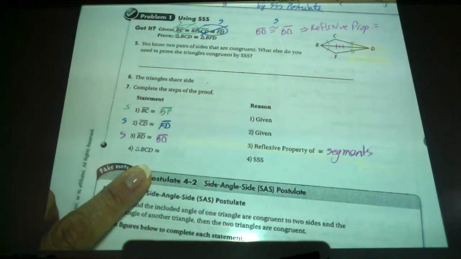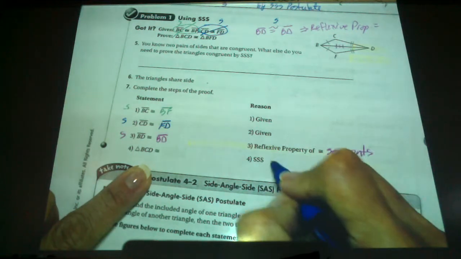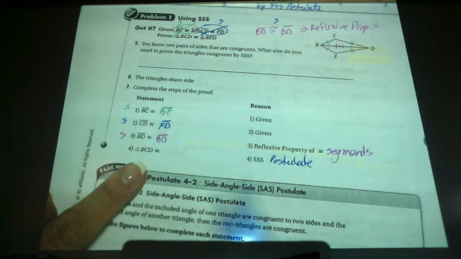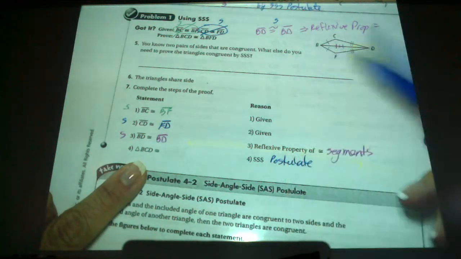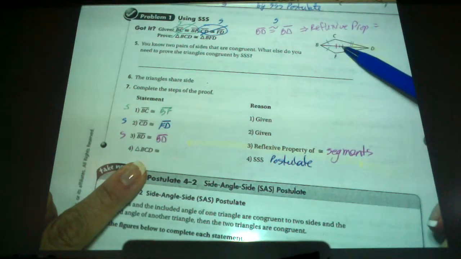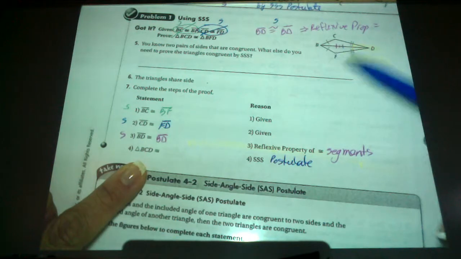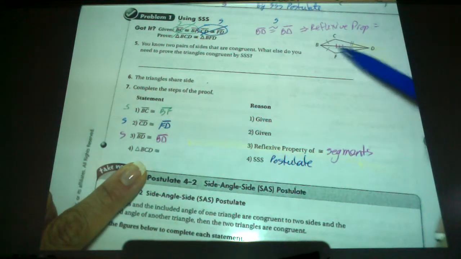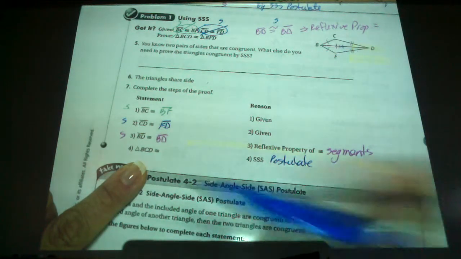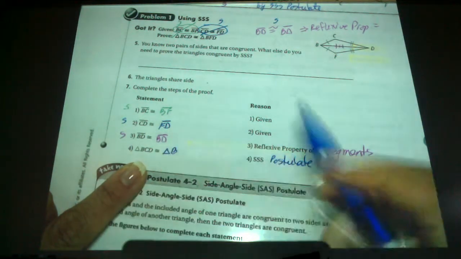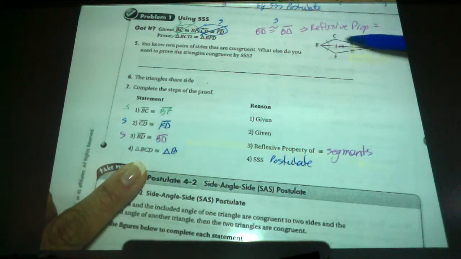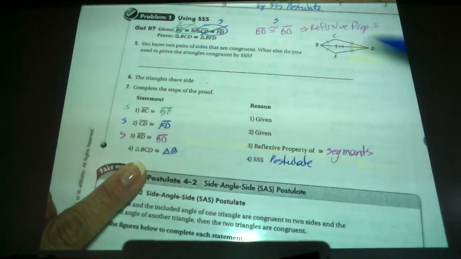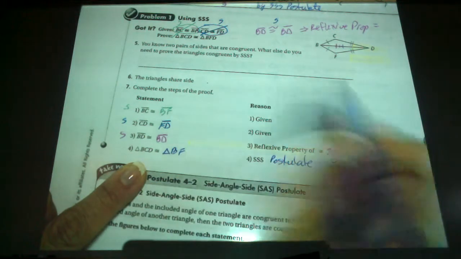by SSS postulate. So BCD, so B corresponds, notice that B is in between 1 and 3. So on the other triangle, what angle is in between tick marks 1 and 3? B, so we've got triangle B. Then C is in between tick marks 1 and 2. What's in between tick marks 1 and 2 here? F. And that leaves us with D.